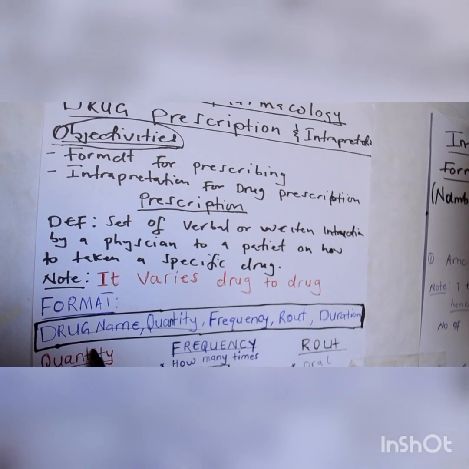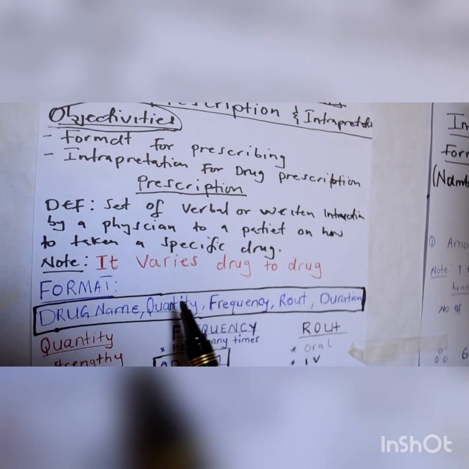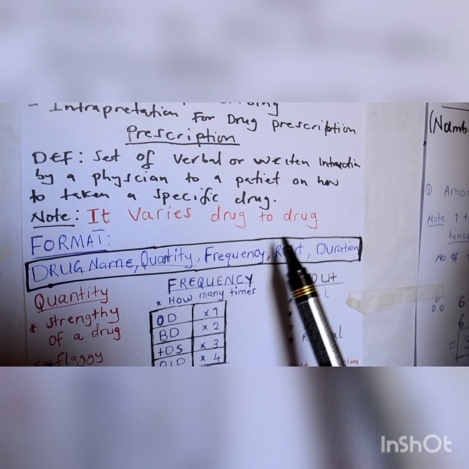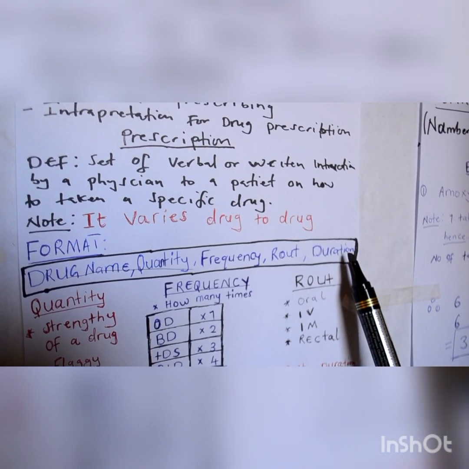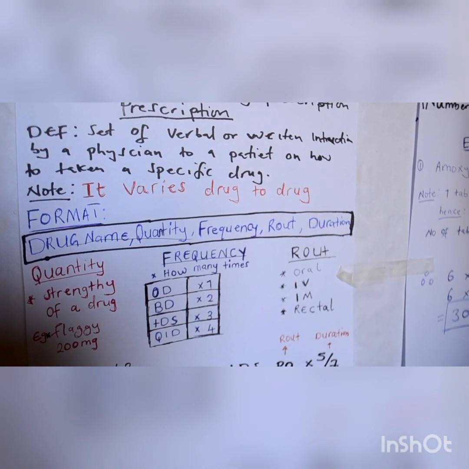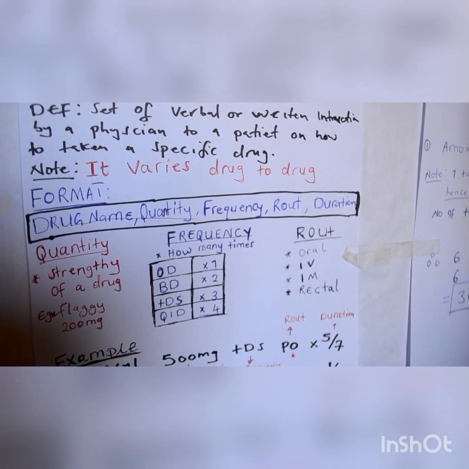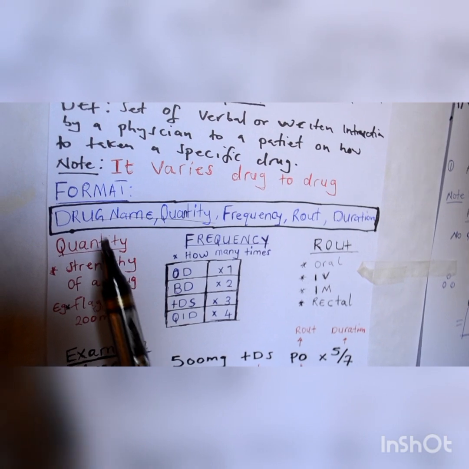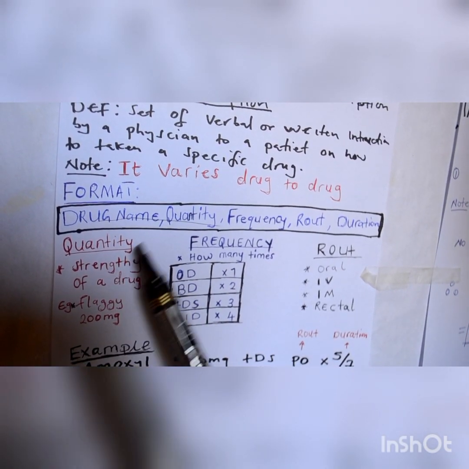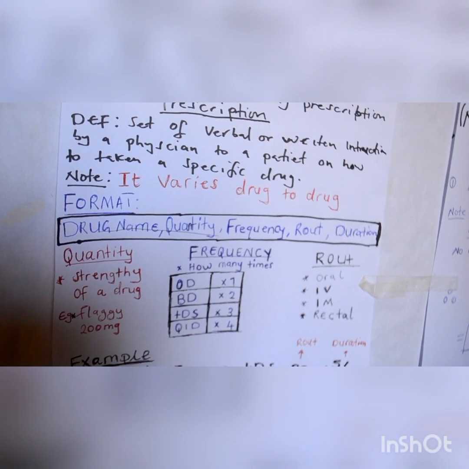The first part, you write the drug name, then in the same line, the quantity of the drug, the frequency, the route, and the duration. We'll talk about each one of these in detail and look at an example of how you utilize this format to prescribe a drug. So first, the drug name: you write down the name of the drug. Then the quantity, what it means by saying the quantity.